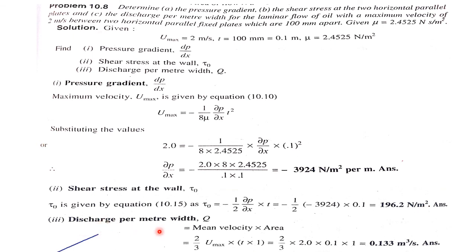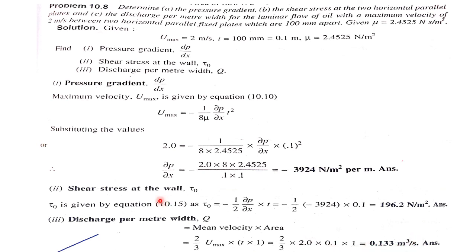Next, last one, discharge per meter width, where discharge is given by the formula Q. Already we know that average velocity, that is mean velocity, is given by the formula discharge divided by area. Therefore discharge is equal to mean velocity into area. Mean velocity is 2/3 of the maximum velocity, and area is T into 1. So 2 upon 3, U maximum is 2 already given, T is 0.1 into 1, so this is 0.133 meter cube per second.